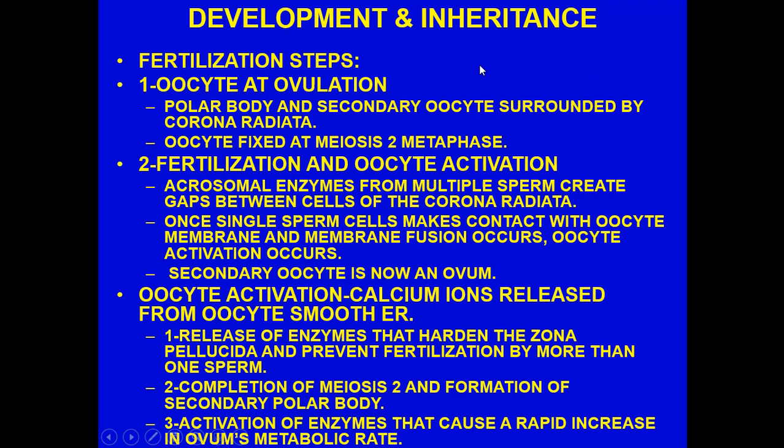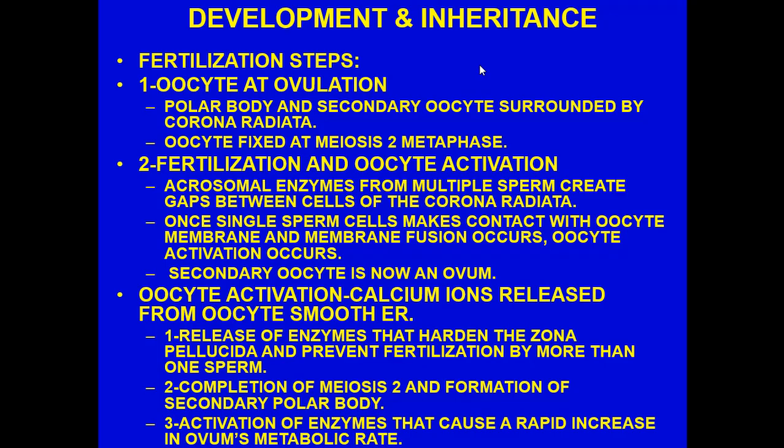So if you take a look at the fertilization steps, first thing is oocyte at ovulation. You have this ovulation. It has left the ovary. It has a polar body attached to it, it being the secondary oocyte. It's also surrounded by the corona radiata. The oocyte is fixed at meiosis II, the metaphase stage. Now, this is important because we have not completed the second stage of meiosis yet.